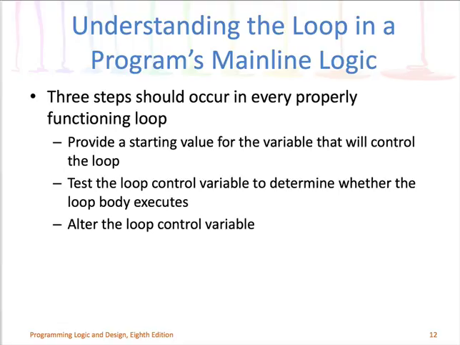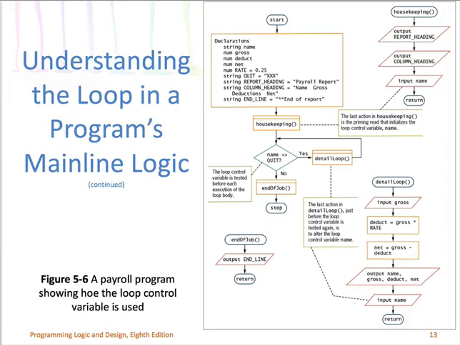You need to initialize your loop control variable. You then need to have a test that tests that loop control variable, and then at some point in your loop, again, often at the end of the loop, you will need to alter that control value. So that's really what happens in all loops.